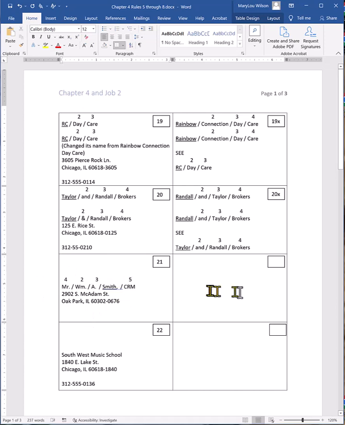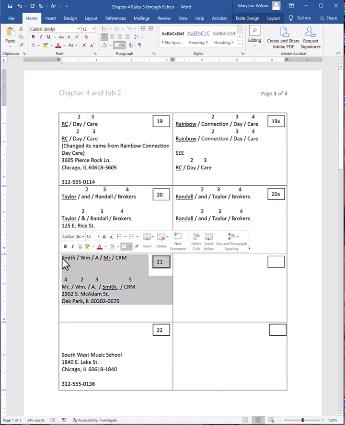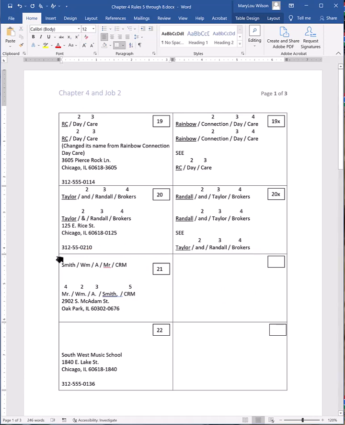Now, when I rewrite it in correct coded order, I'm going to drop all punctuation: Smith, William, A, Mr., CRM. Let me get that down a line, there we go. And now I can underline Smith, and I can number the subsequent units. There's William, A, here's Mr., and here's CRM.